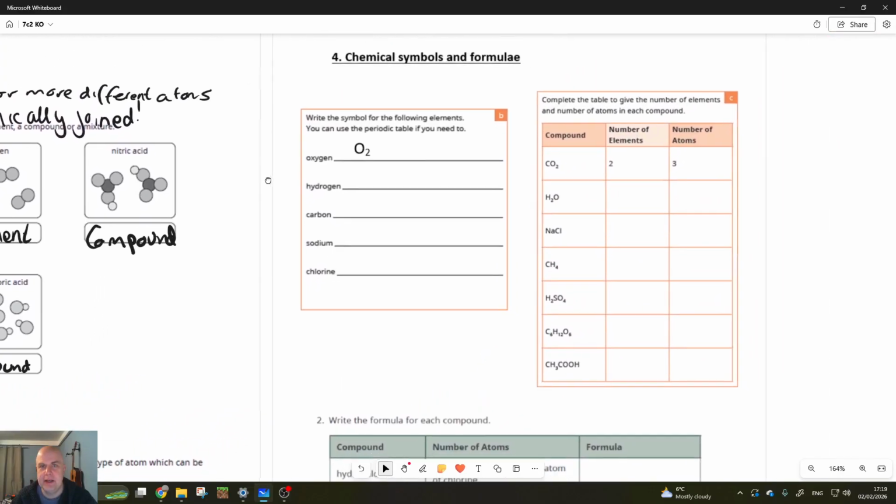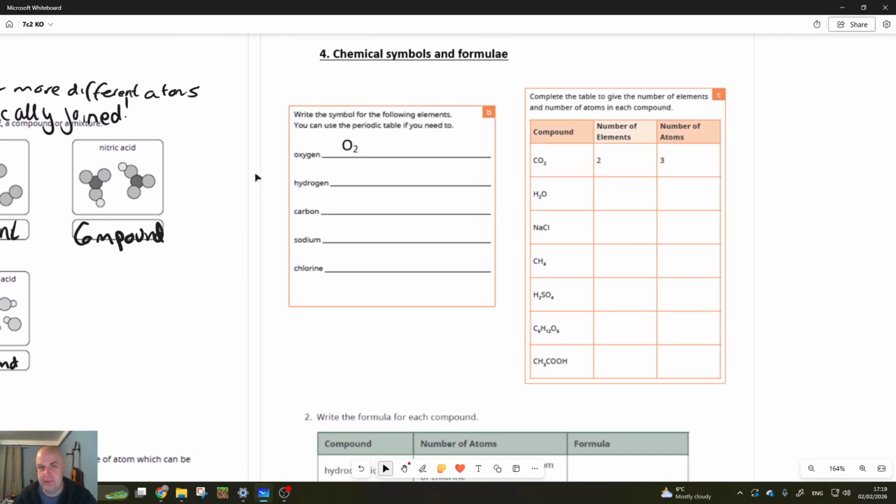There we go, halfway through our Year 7 knowledge organiser now. Let's look at chemical symbols and formulae. You need to write the symbol of the following elements. You can use the periodic table if you need to. Oxygen is O2. We remember that the non-metal gases, including hydrogen, are always found as pairs. So what's the symbol for hydrogen? It's a capital H, and as they're always found as pairs, it'll be H2.